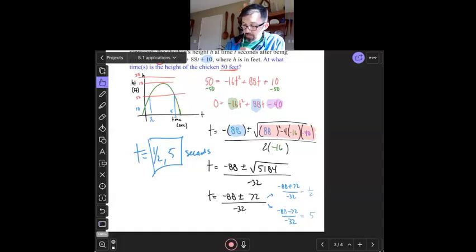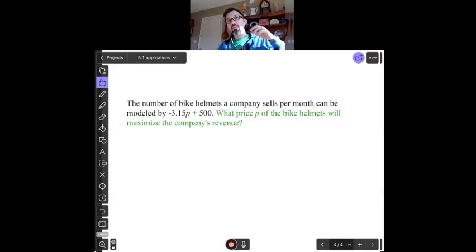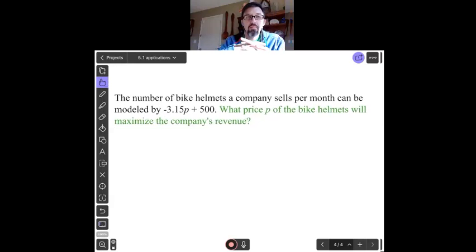All right, there's one more problem. This one's quite a bit different than the others, so I definitely write this down. It's not a very long problem, word-wise, but it's very different than the other ones we've been doing. The number of bike helmets that a company sells per month can be modeled by this expression, negative 3.15 p plus 500. And it's asking what price p of the bike helmets will maximize the company's revenue.